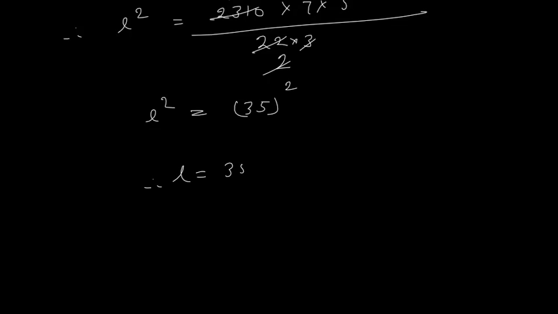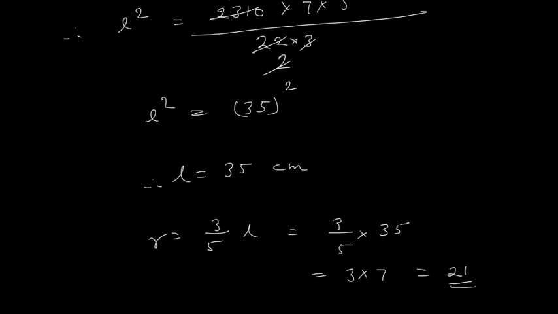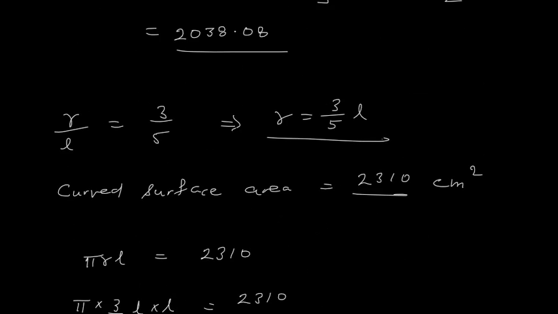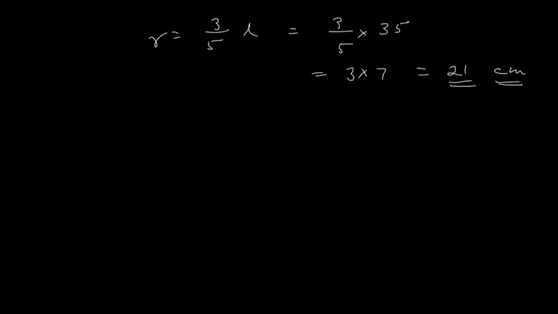So therefore L is 35 centimeter and R is 3/5 L, which is 3/5 into 35. 5 7s are 35, so 3 into 7, 3 7s are 21. So R is equal to 21 centimeter.